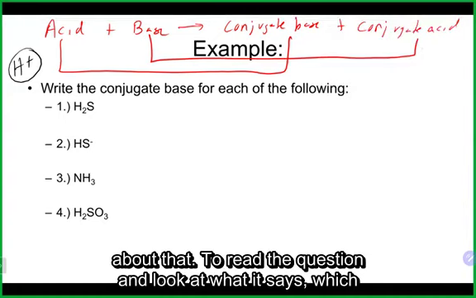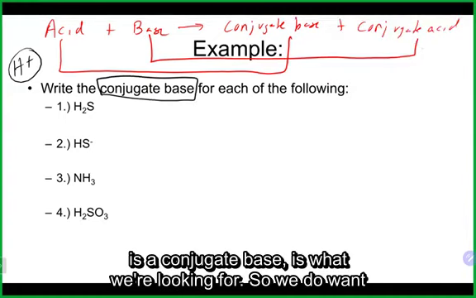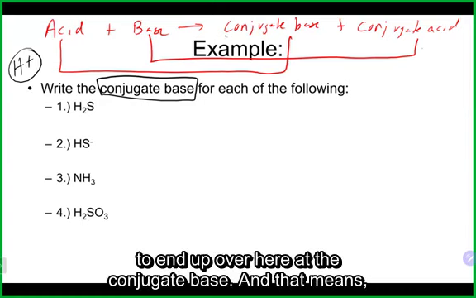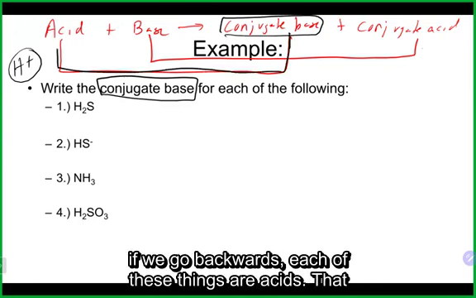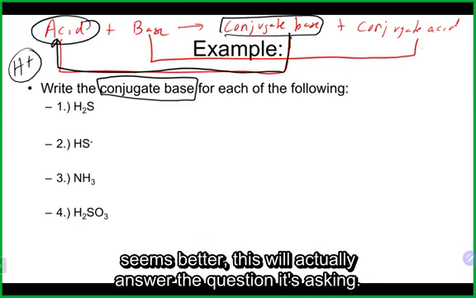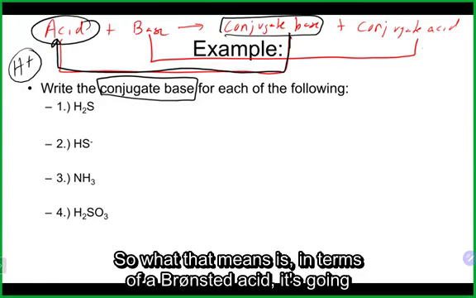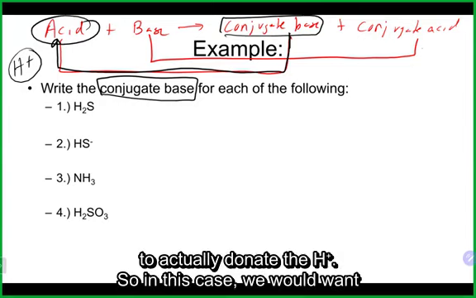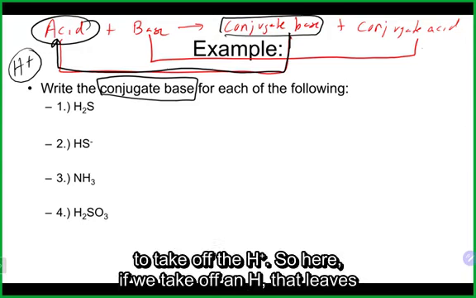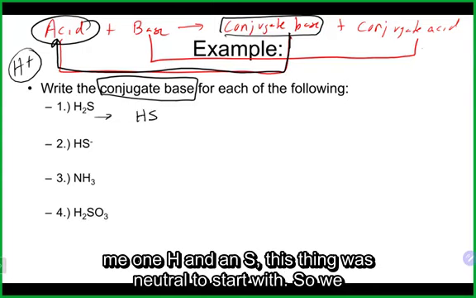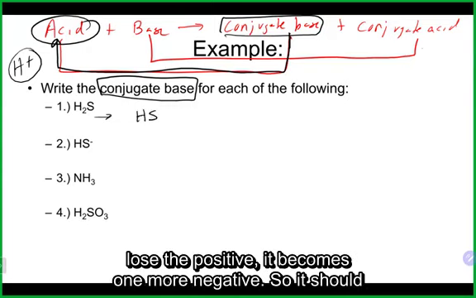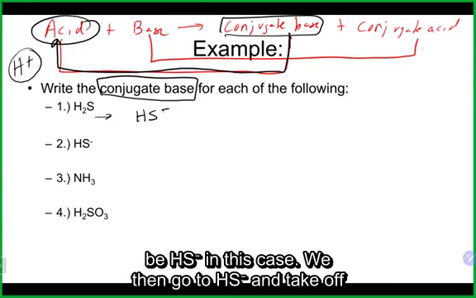Sorry about that. So read the question and look at what it says, which is a conjugate base is what we're looking for. So we do want to end up over here at the conjugate base. And that means if we go backwards, each of these things are acids. That seems better. This will actually answer the question it's asking. So what that means is in terms of a Bronsted acid, it's going to actually donate the H plus. So in this case, we would want to take off the H plus. So here, if we take off an H, that leaves me one H and an S. This thing was neutral to start with, so we lose the positive, it becomes one more negative. So it should be HS minus in this case.